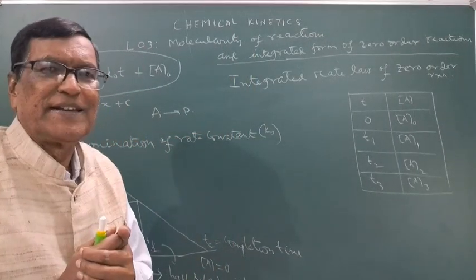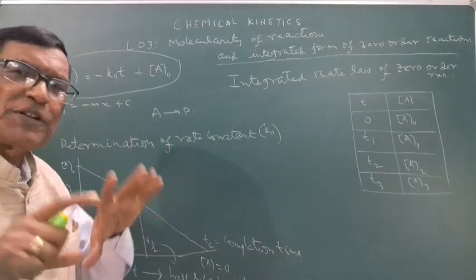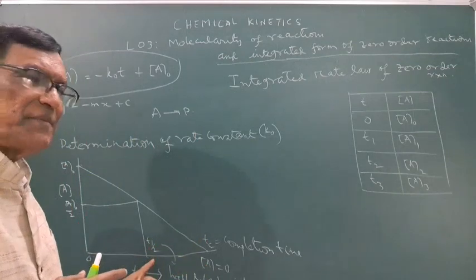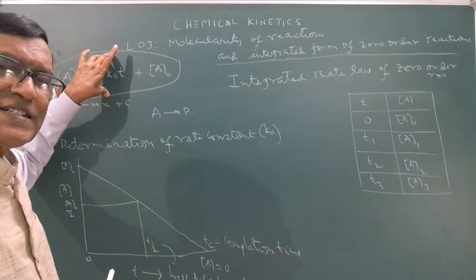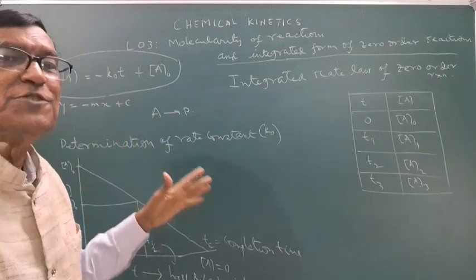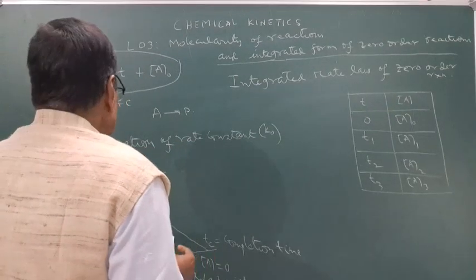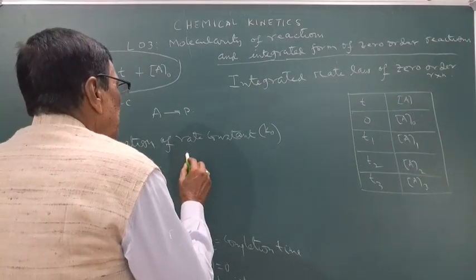This is the half-life period. You can also calculate, you can also find an expression for this tc and t half from this integrated form of the rate equation of zero order reactions. Say, half-life period.